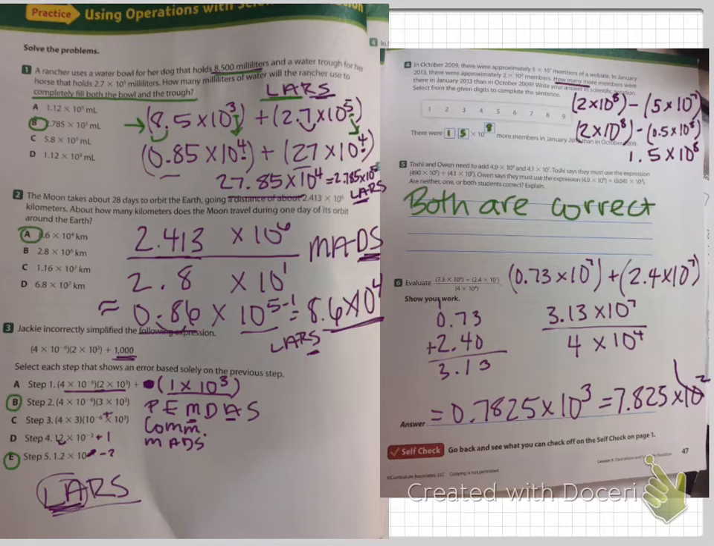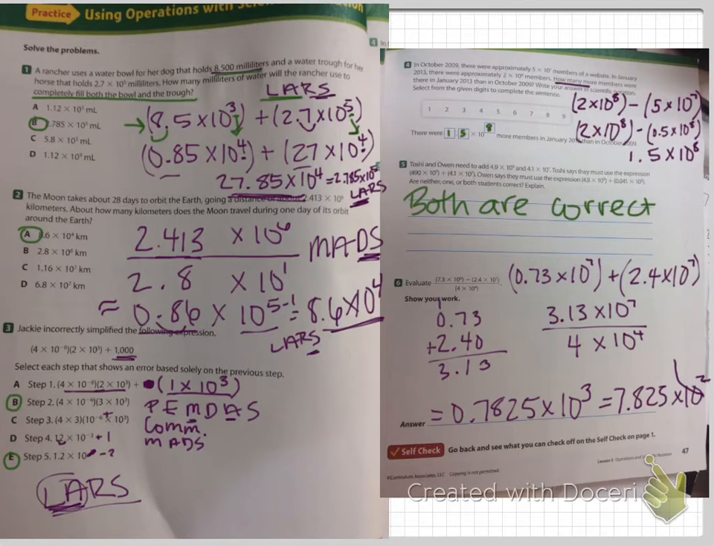When I did my operation, this is the answer I got. That's not correct scientific notation, so I had to use LARS again, guys. Oh my gosh. And then I had to use the LA part of LARS, the left add, and it gave me B. Alright, let's look at number 2.